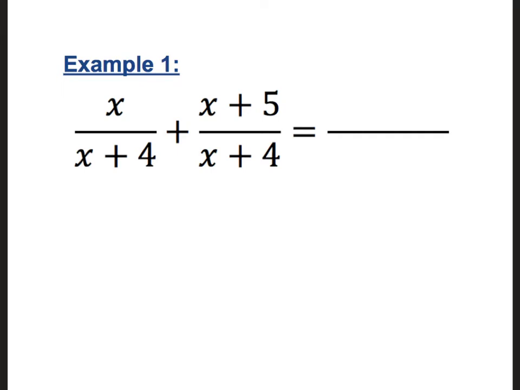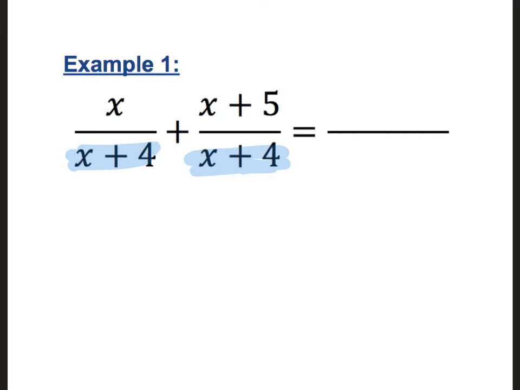Now the most important thing for this section is that in order to add or subtract rational expressions, you need to have a common denominator. So that thing in the bottom, it needs to match. Notice on this one it does. So from there, all I need to do is combine my like terms. So I'm just putting together the stuff on the top that matches.